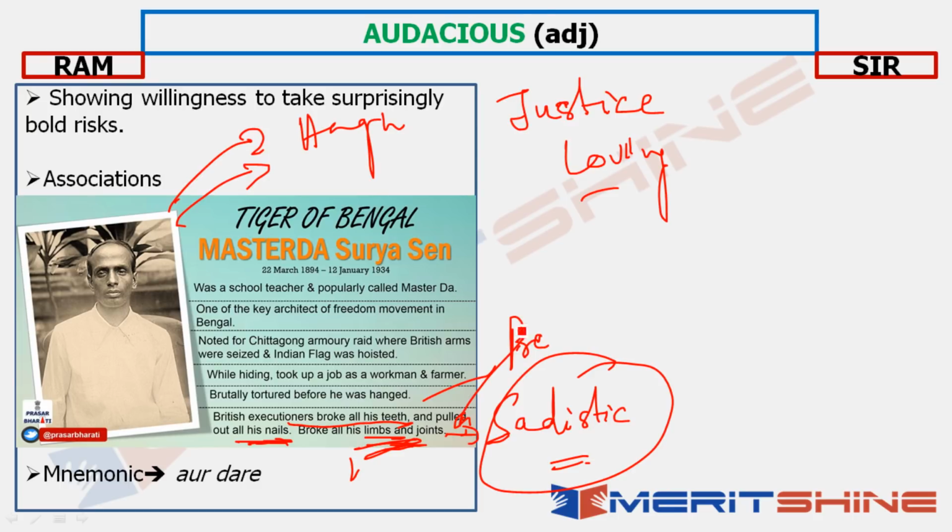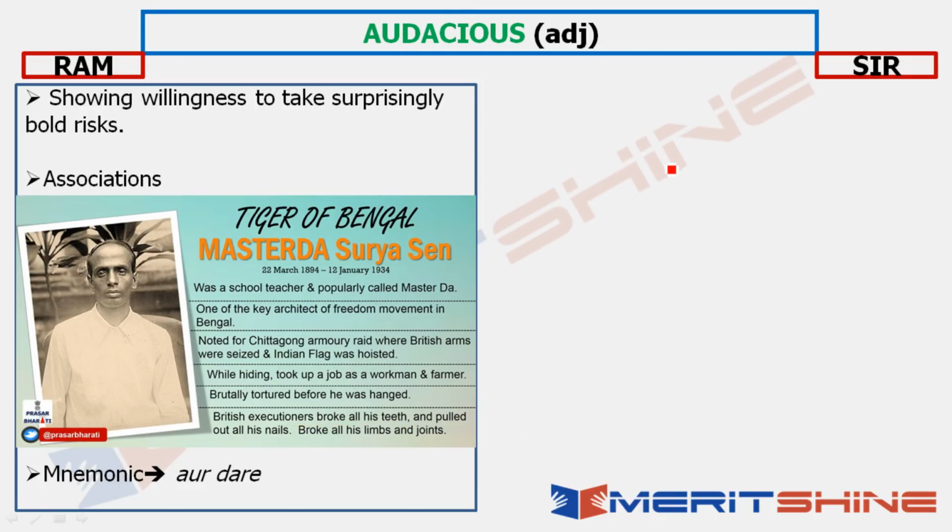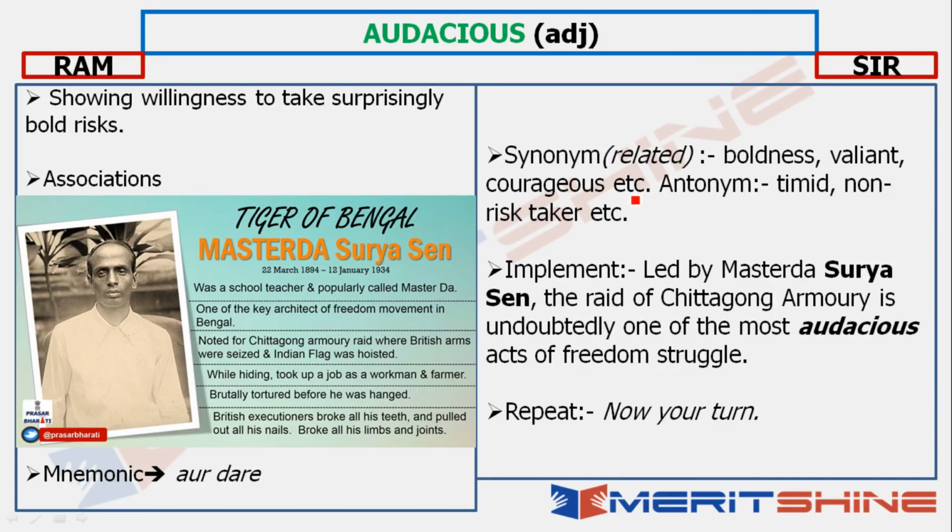Right? And this happened a hundred years back with Pir Ali Khan too. Why this bestiality? Right? So justice loving was just a facade, nothing but that. Okay. I'll give you the synonyms. I'll tell you another story related to him. Boldness, valiant, courageous. Antonym, timid, non-risk taker. Implementation: led by Master Surya Sen, the raid of Chittagong Armory is undoubtedly one of the most audacious acts of the freedom struggle.